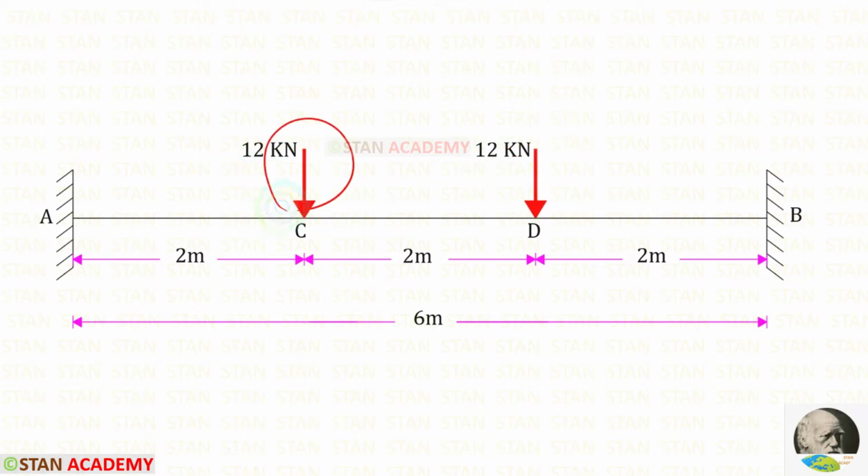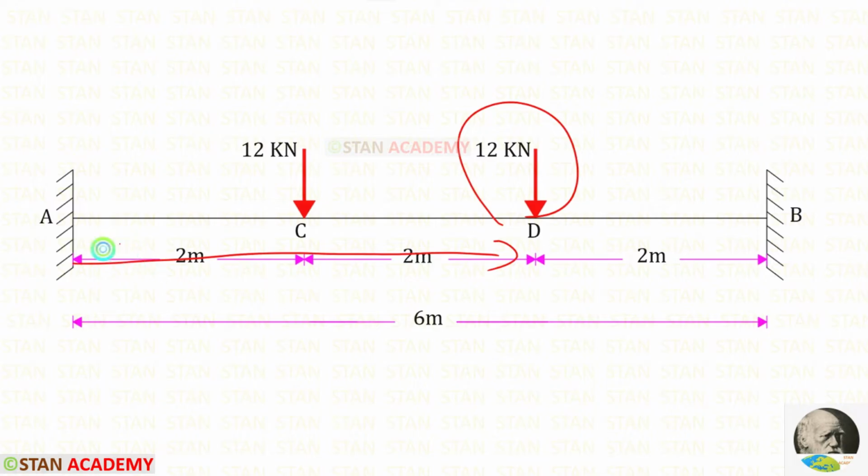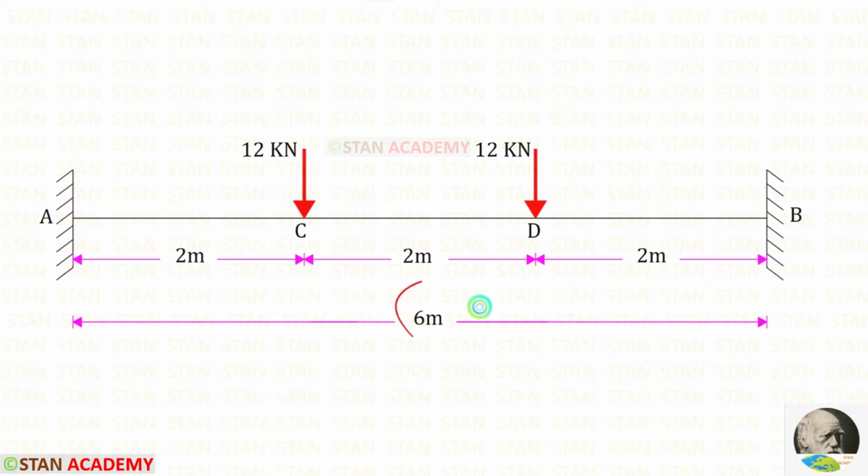This load is acting at the distance of 2 meter from the point A and this load is acting at the distance of 4 meter from the point A. In this beam, we have symmetrical loading. The total length of the beam is 6 meter. Now we are going to find the fixed end moments.